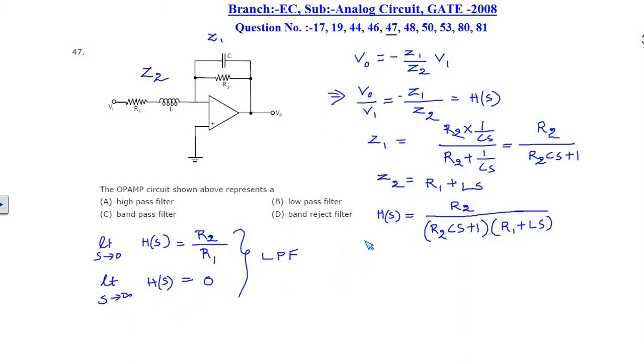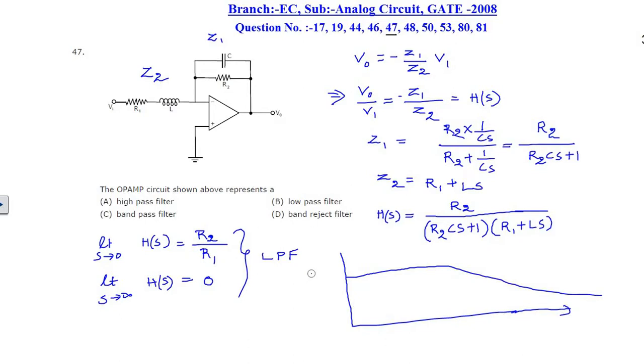So if we draw the transfer function, then it will be something like this. It will have a non-zero value R2 by R1 at 0 frequency, and at infinity frequency it has 0 value. So it is looking like a low pass filter. So B should be the correct answer.